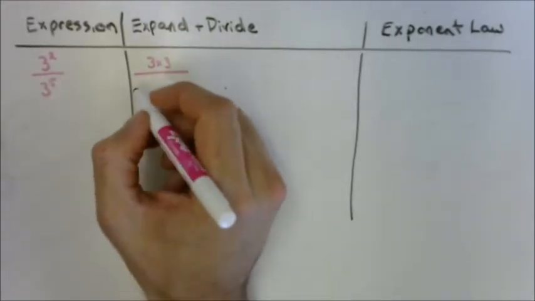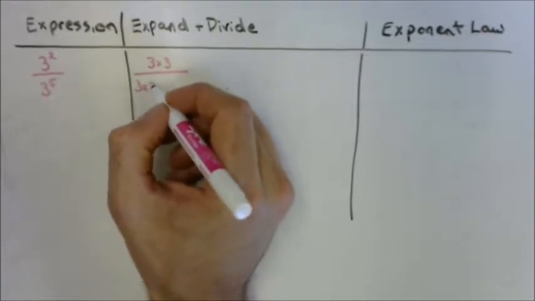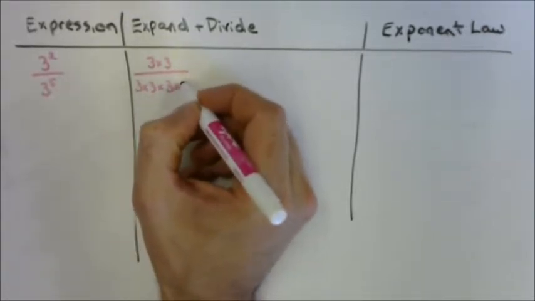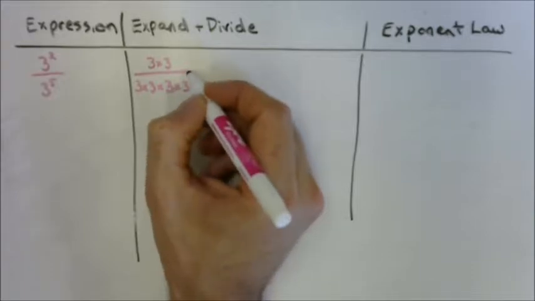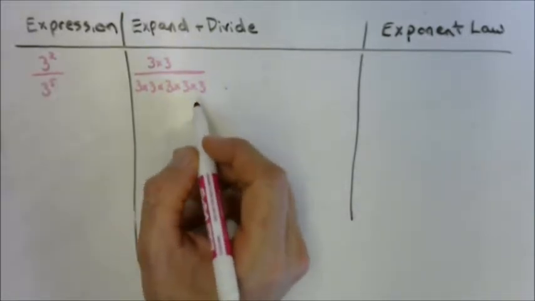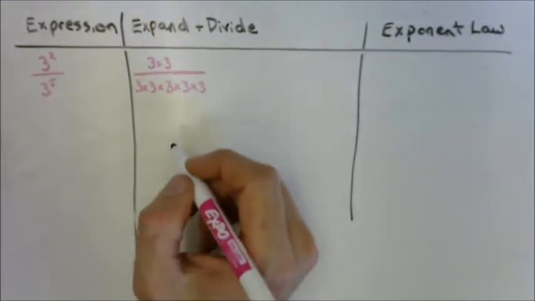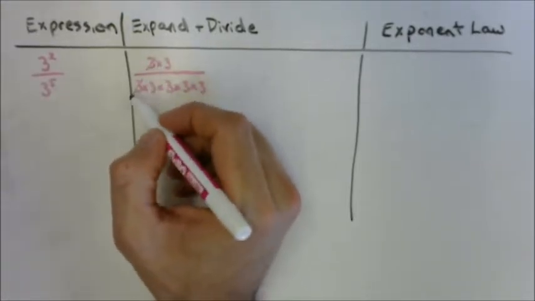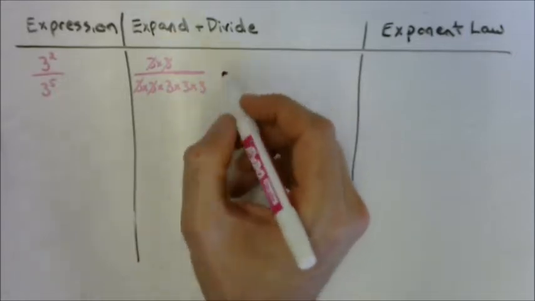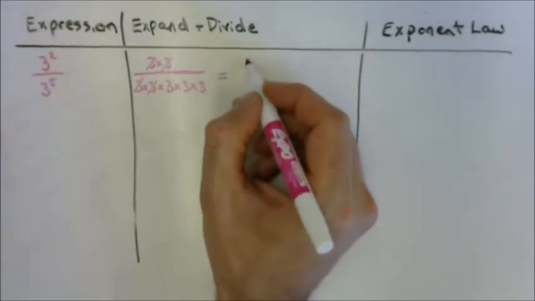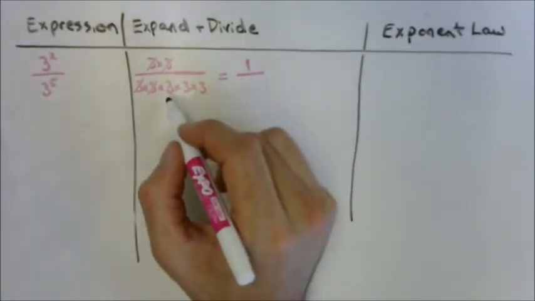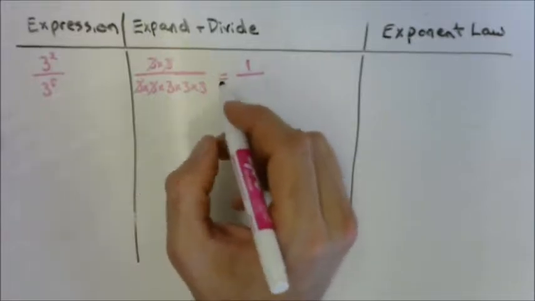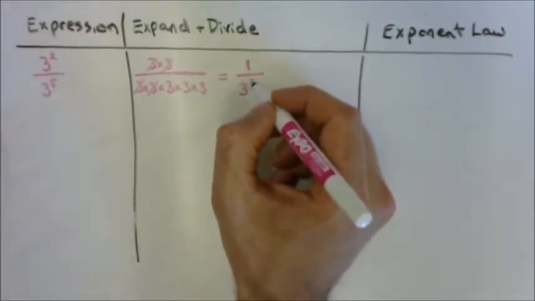What does 3 to the power of 5 mean? 3 times 3 times 3 times 3 times 3. Make sure you double check that you have 5 factors of 3. Well, let's say this 3 cancels out, this 3 cancels out, this 3 cancels out. So in the numerator we're left with 1. And we have 1 over 3 times 3 times 3. We're going to say that's 3 to the power of 3.